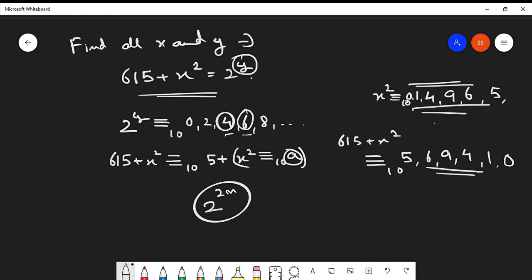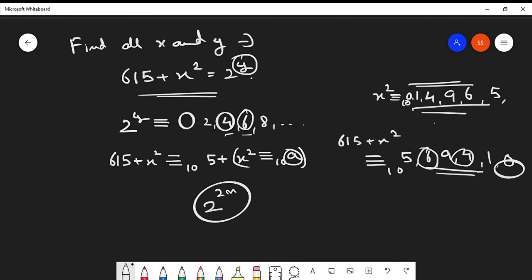Clear? So we need to check the common remainders of LHS and RHS. That will help us solve this problem. And they are 6 and 4. 0 is also there, but 2 to the power y won't give us 0, right? So this was mistakenly written here. I'm sorry, this won't be here. 0 cannot be any value of 2 to the power y. I'm so sorry.